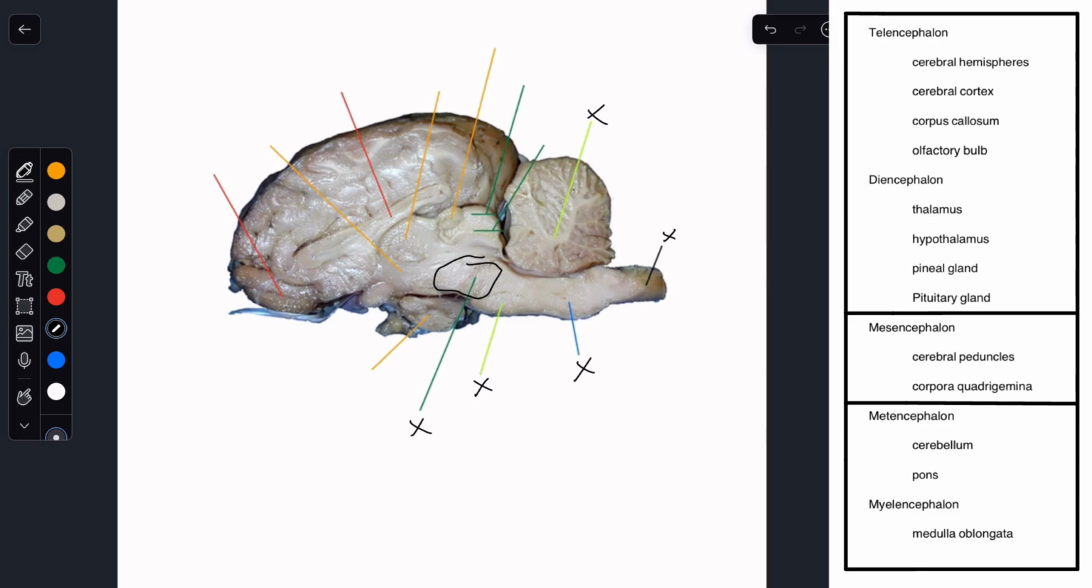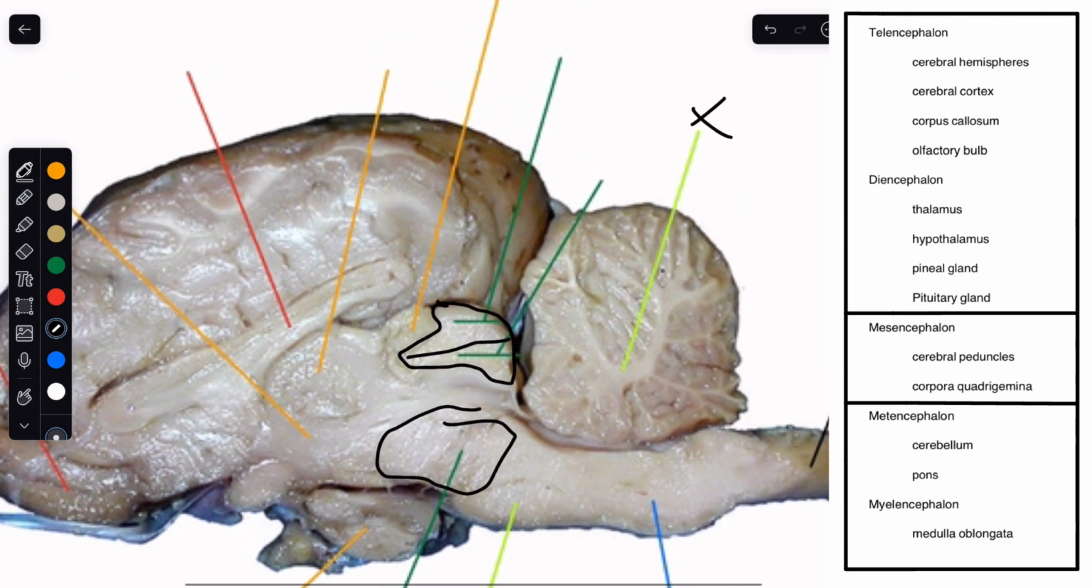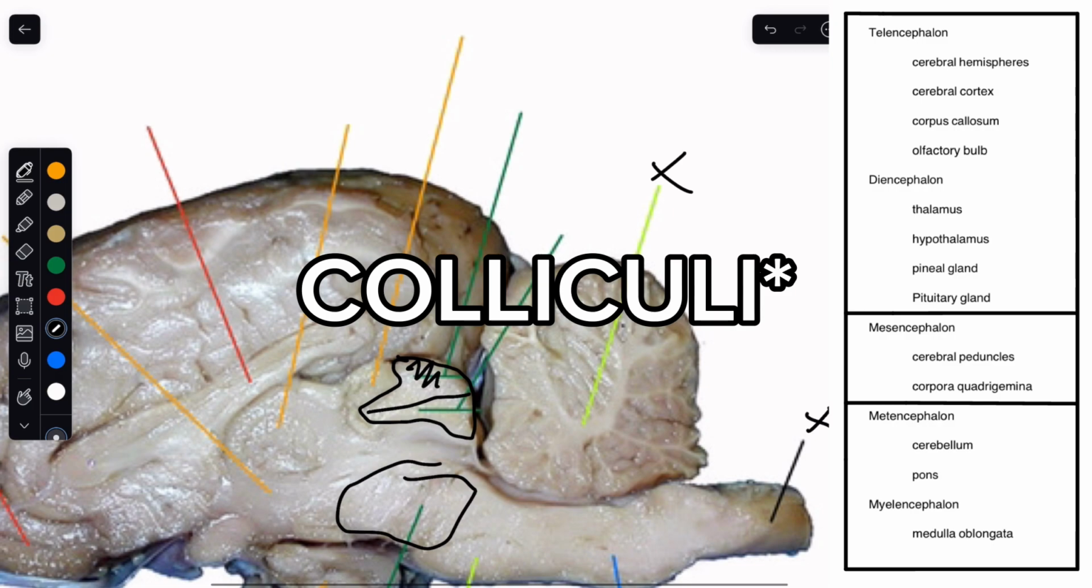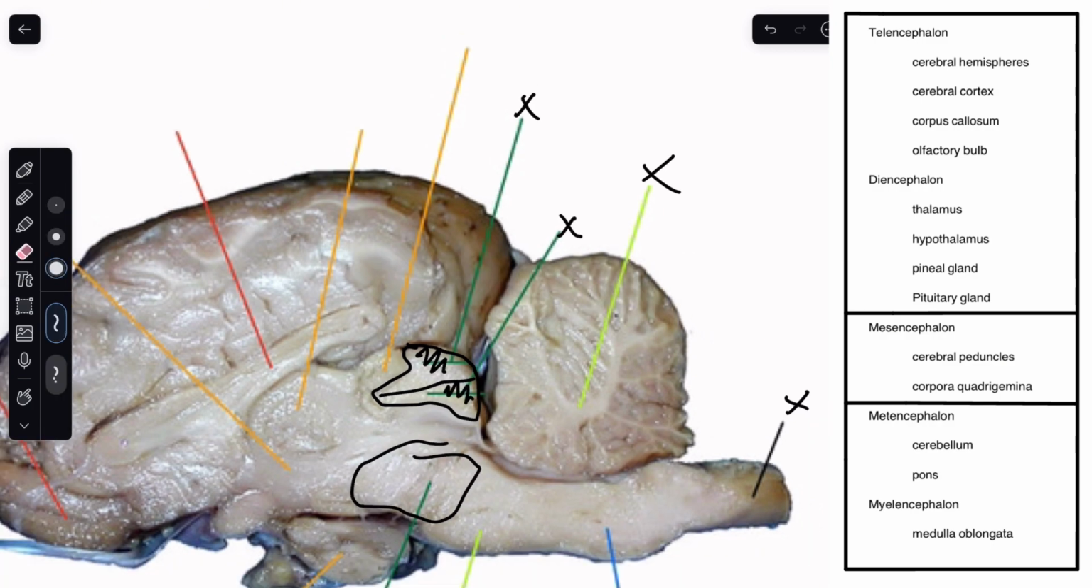Now with the corpora quadrigemina, this actually consists of two structures. So going over the first structure, I'm going to draw the whole thing. The whole thing is known as the corpora quadrigemina. However, there's a superior and an inferior. Now, the superior side right here is called the superior colliculi. And the inferior side right here is the inferior colliculi.